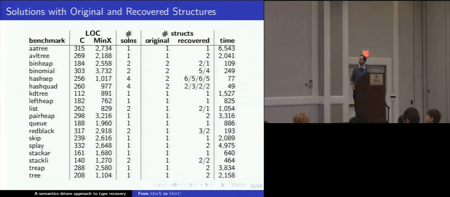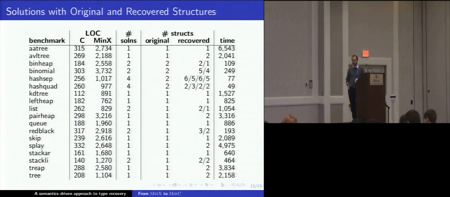And because we have multiple solutions, we can have different numbers of struct definitions in different solutions. So for example, with hash sep, we have 4 solutions, and they have 6, 5, 6, and 5 struct definitions in them, respectively. In general, we can also have fewer struct definitions than in the original program. So for example, in bin heap, our second solution has 1 struct definition where our original program actually had 2.